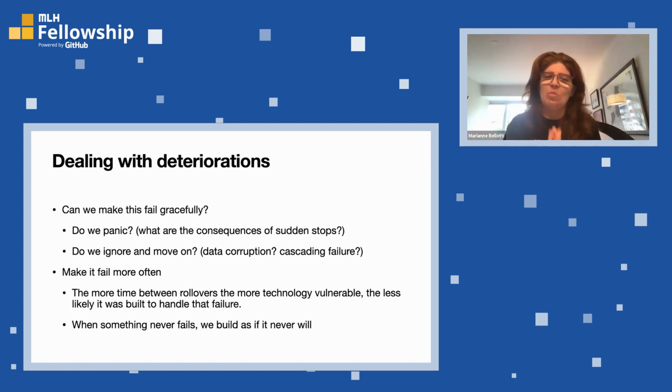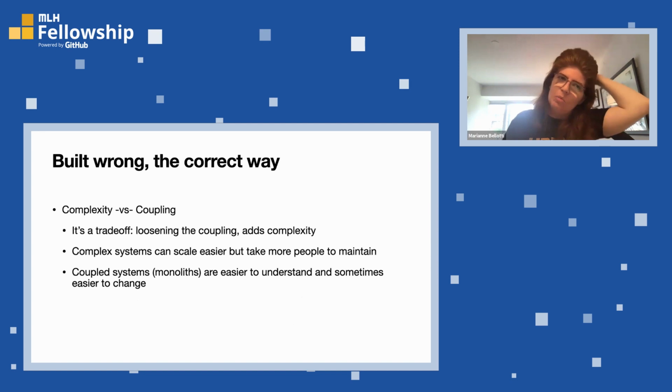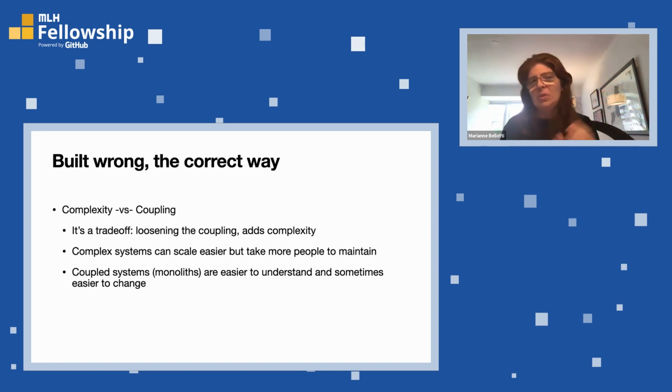So the more time you put in between these kinds of failures, the less people know how to deal with them, the less comfortable they are with them, the more likely they are to forget about them. And so I actually think that in most cases, it is useful to fail more often rather than build things as if they will never fail. So my philosophy about building new systems is, build it wrong, but build it wrong the correct way. And so the first principle of that is to think smartly about coupling and complexity.